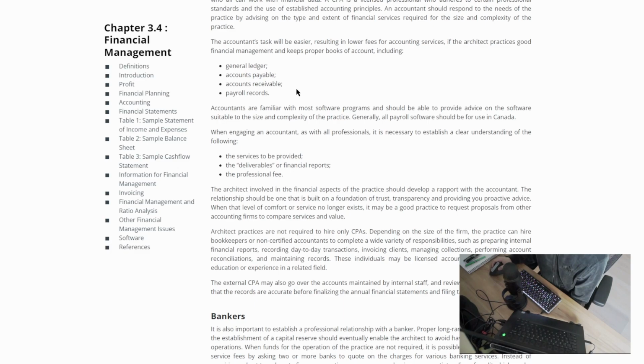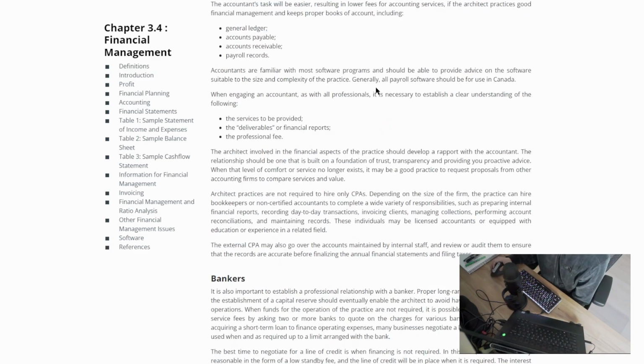Accountants are familiar with most software programs and should be able to provide advice on the software suitable to the size and complexity of the practice. Generally, all payroll software should be for use in Canada.